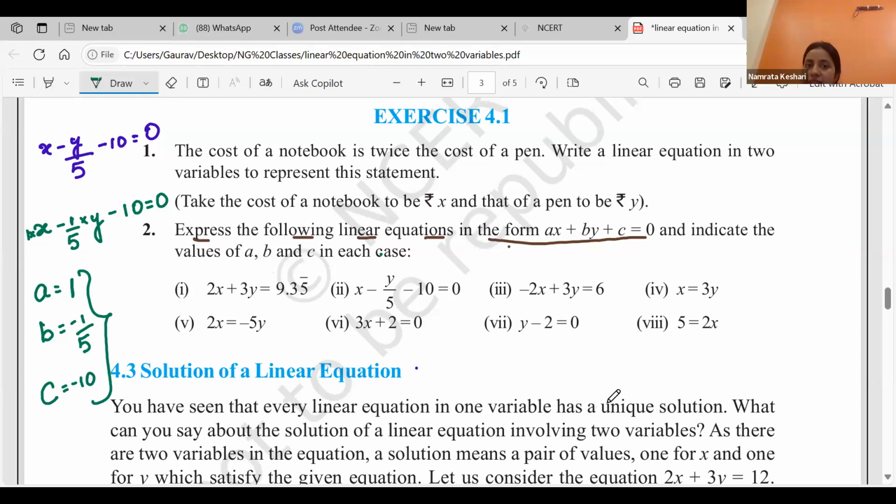Another way of doing the same question: sometimes you get this type of question in an MCQ and you are not able to match the option. So you have to take the LCM over here. You have x minus y/5 minus 10 is equal to 0. This is the actual question. You have to take the LCM. You can see the other denominators are just 1. LCM of 1 and 5 will be just 5, right?